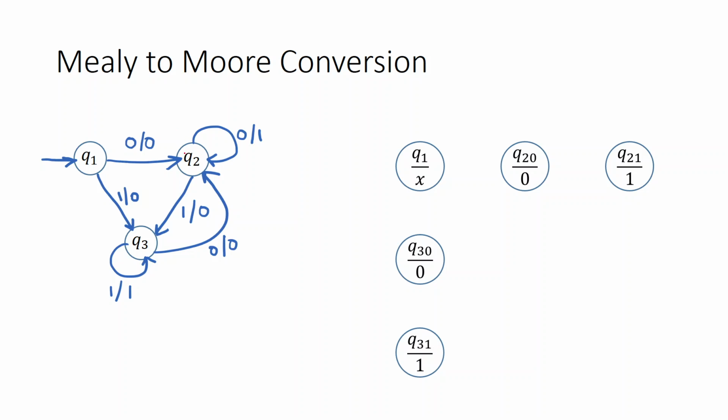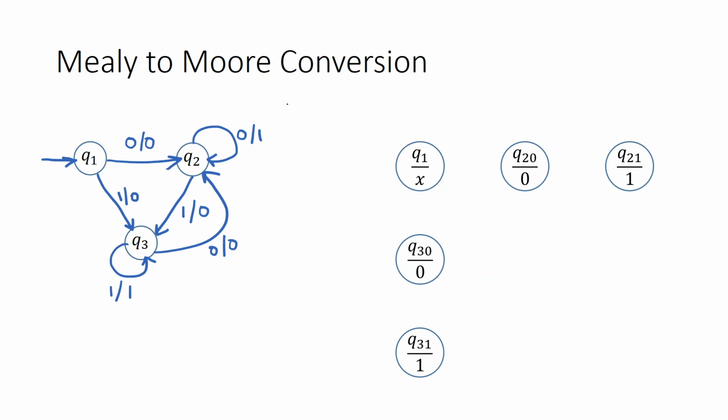You have to read it in this way: when I am going to Q2 in this loop, then I am generating an output 1. When I am going to Q2 using this line, I am generating an output of 0. When I am going to Q3 using this line, I am generating an output of 0. Using this line also I am generating output of 0, but using this loop I am generating output of 1. And if I go to Q2 using this arrow, I am generating output of 0. So this is the usual case, right?